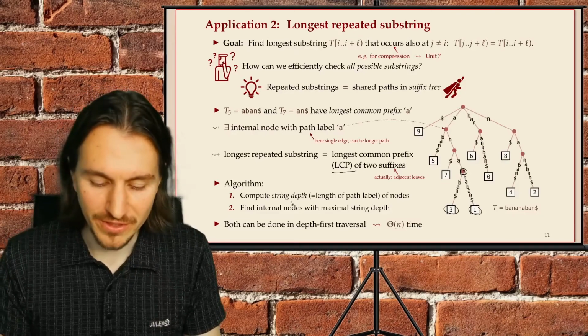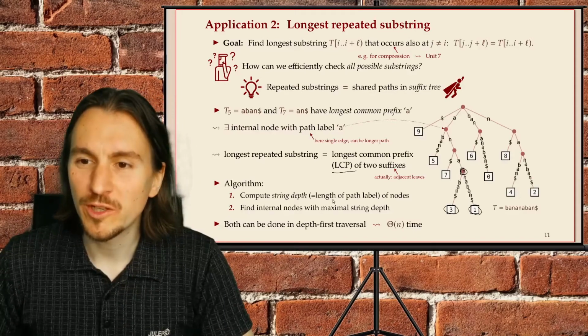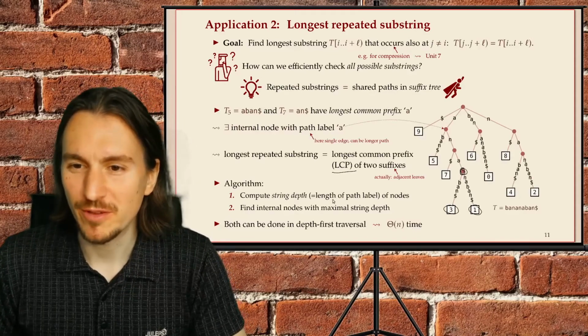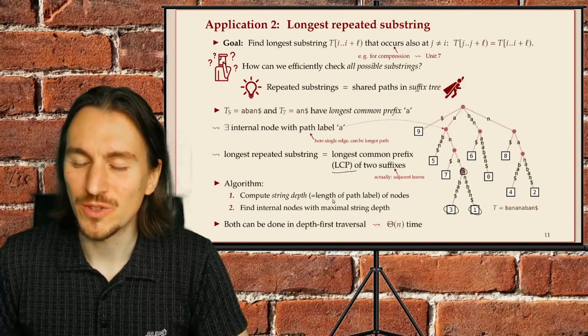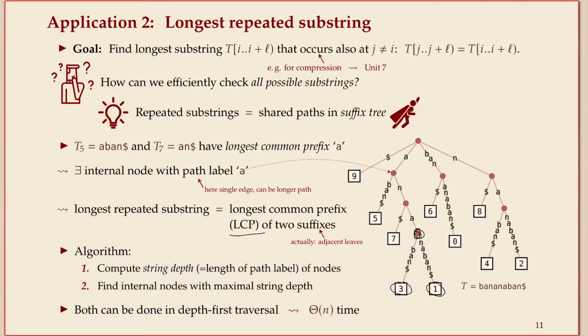So how do we find this? And that's this algorithm here. The first step is we compute the string depth of all the nodes in the suffix tree. So what should that mean? Let's make that blue. The string depth is simply how many characters did I have to follow to reach a certain node. And we can start with the root, that's at 0. We didn't read any characters to get here.